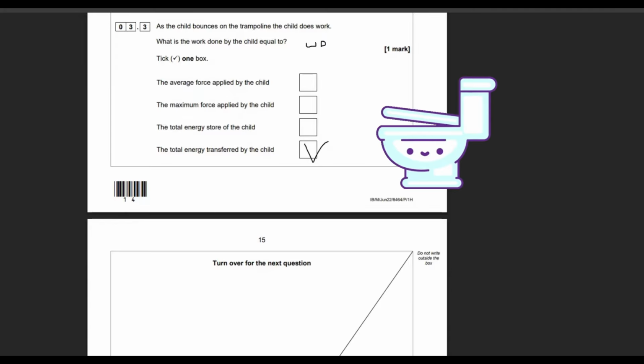So the child bounces on the trampoline, the child does work. What is the work done by the child equal to? The total energy that they transfer. So if they transfer energy into kinetic energy as they move in the air, and gravitational potential energy, all that has come from the energy in their legs, the work done by their body. That was a poor explanation, but never mind. All right, let's move on. I tried to look at the equations, but that didn't really happen.